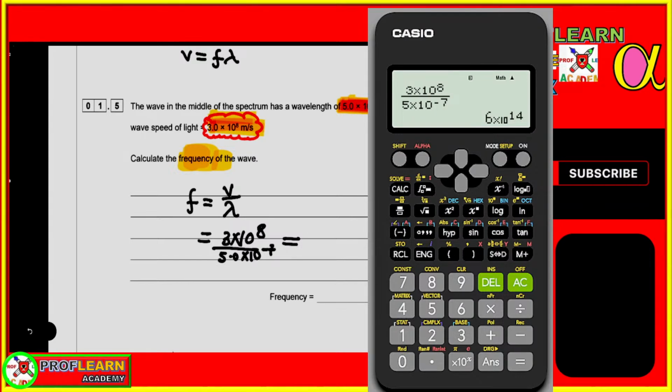6 times 10 raised to power 14 is the final answer in that case. So we shall just transfer our answer down here so that we can get our mark in the exam.